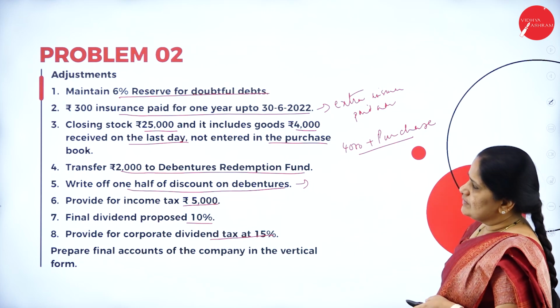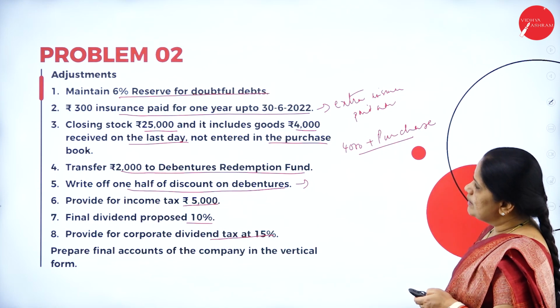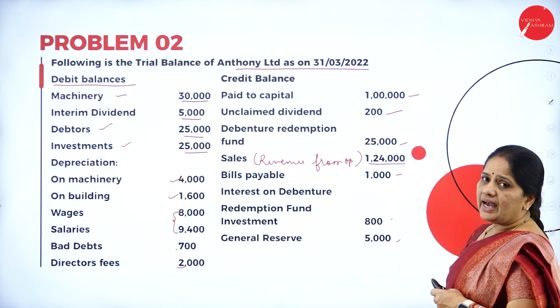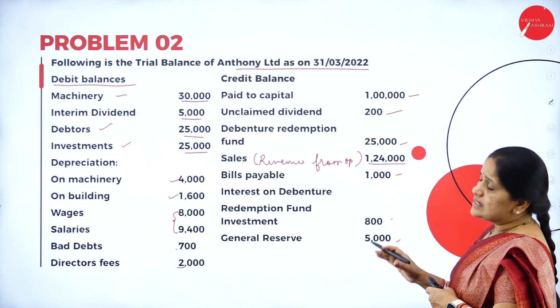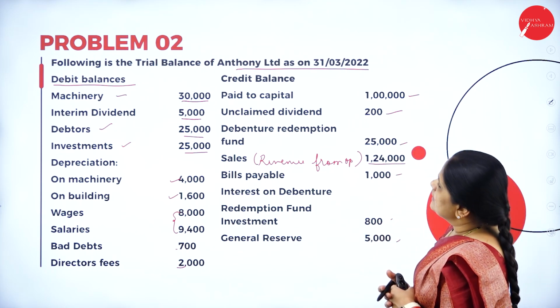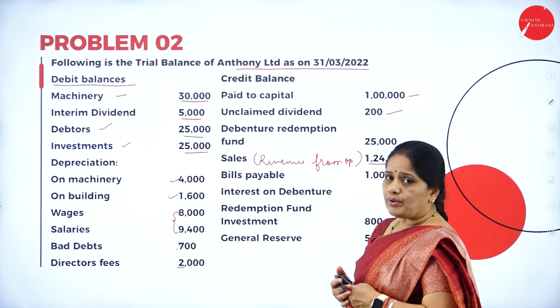So we are given the problem here. So we have to analyze the problem. So how do we analyze the problem here? So we have to just identify under what schedules each of these items are going for. So when we just identify the schedules, then it will be easy for us to work out the problem.